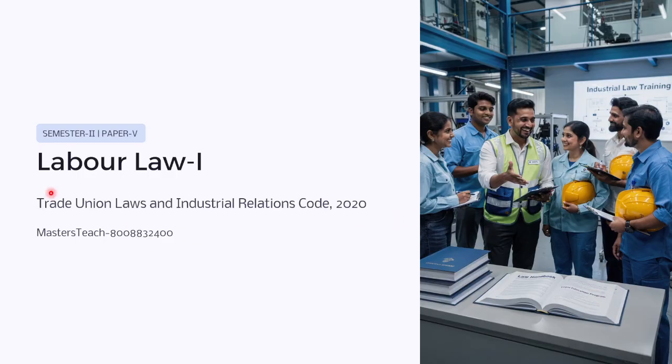And today we are going to discuss labor law, which is part of your LLB semester 2, paper 5. So we'll discuss the trade union laws and the Industrial Relations Code 2020.